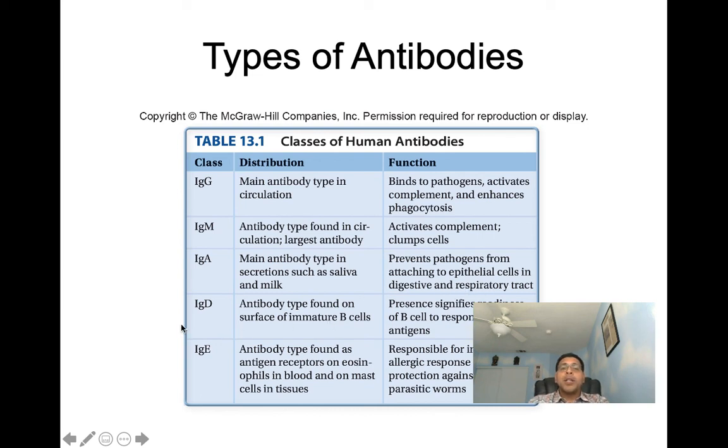Fourth, we have IgD. IgD is an antibody type that's found on the surface of our immature B cells. IgD's presence signifies readiness of our B cells to respond to antigens. And then fifth, we have IgE. IgE is the antibody type found as antigen receptors on eosinophils in blood and on mast cells in tissues. And IgE is responsible for immediate allergic response and protection against certain parasitic worms.